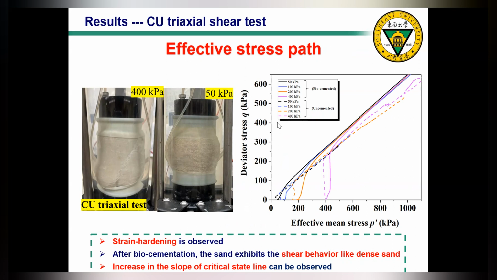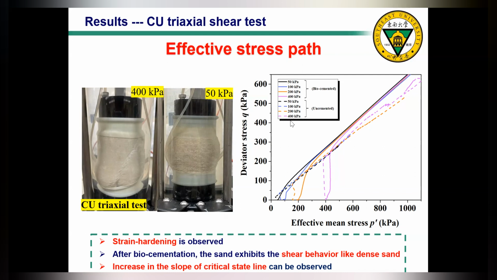Then the right-hand side graph is the effective stress path graph. On this graph, the dotted lines represent the uncemented clean sand, and the solid lines represent bio-cemented sand. Here we didn't vary other parameters like cementation solution concentration, treating time, and so on. We only pick one fixed cementation level.